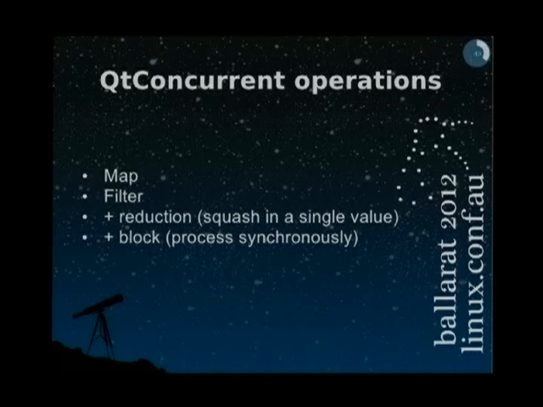What can it do? Basically, it does two operations, mapping and filtering. Mapping is useful for performing the same operation on many elements. Filtering is useful for obtaining a filtered list. In addition, it supports two features. Reduction. Reduction makes the concurrent operation squash all the results into a single value. And you will be the ones deciding how this happens. I will show you later.